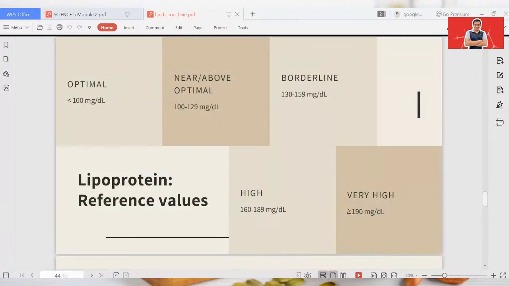Okay, for the reference values for the LDL. If we say optimal, it is associated with lowest risk ng disease and mortality, which are atherosclerosis and coronary heart disease. Yan. Ito, near or above optimal, borderline, high, and very high. So, if we say very high, syempre, high ang risk mo sa atherosclerosis and coronary heart disease. So, delikado. Next.